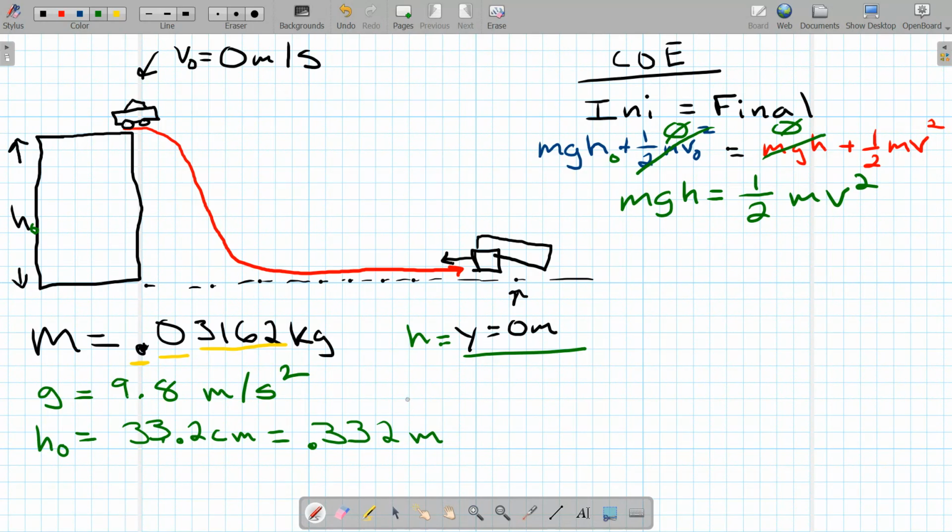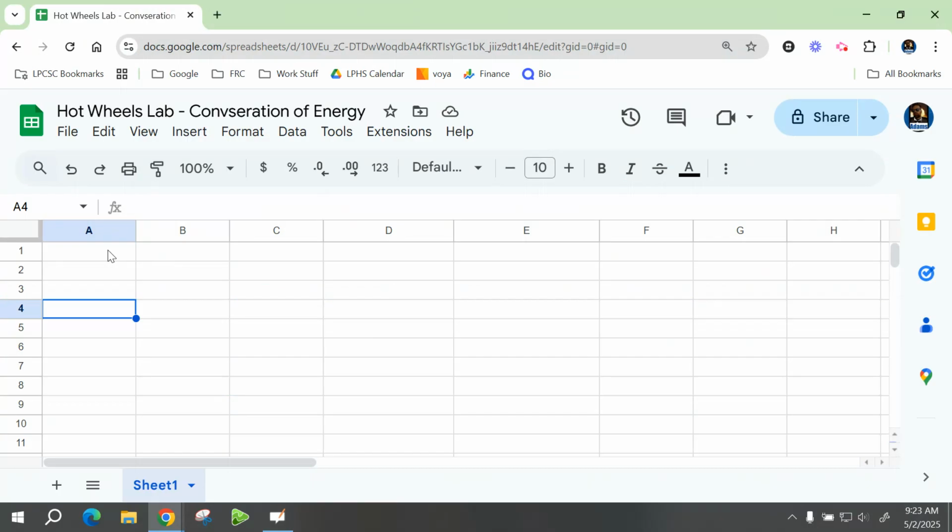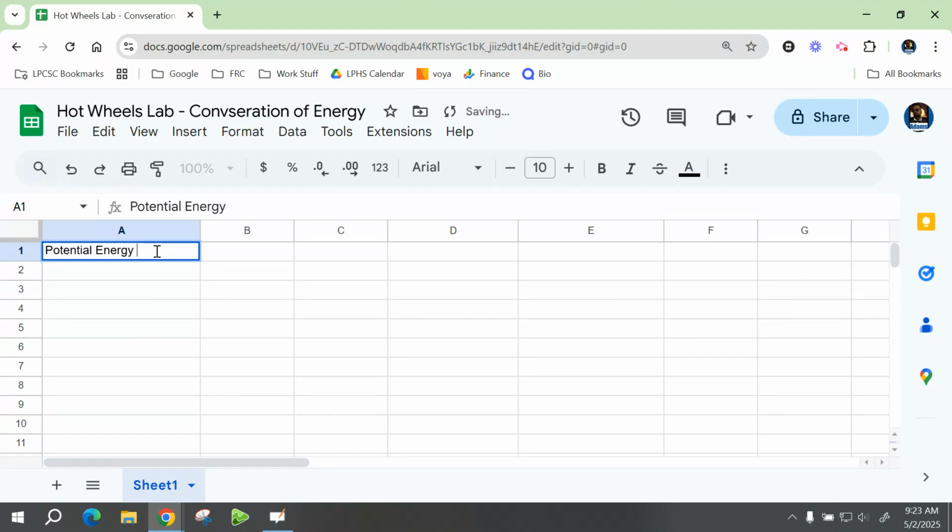All right. So now let's start our spreadsheet. The one person that had their Chromebook open to do the spreadsheet, put some stuff in there. If I want to calculate the potential energy, let's do that. Just type in potential energy, but spell it correctly. What's the unit of measure for energy? Does anybody in here know? Unit of measure for energy.